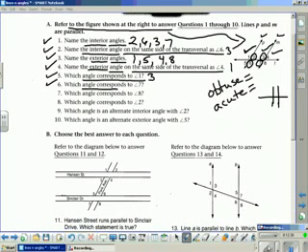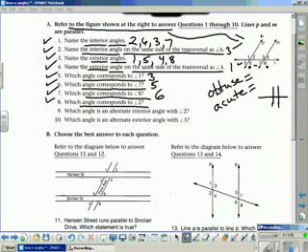Which angle corresponds to angle 7? Angle 7 is acute. What's the corresponding acute angle to angle 7? That would be angle 5. Question 7. Which angle corresponds to angle 8? Angle 8 is obtuse. Corresponding with angle 8 is angle 6.